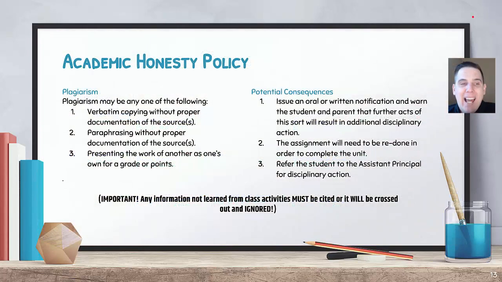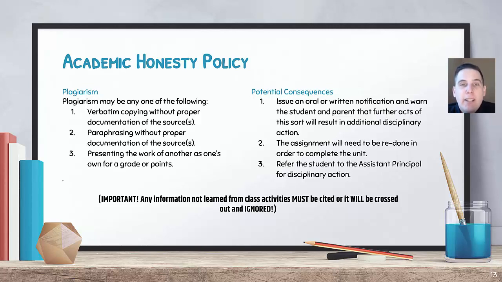And one of the last things I want to talk about is the academic honesty policy. And that has to do with plagiarism. Plagiarism may be one of the following: verbatim copying without proper documentation of the sources, paraphrasing without proper documentation of the sources, or presenting the work of another as one's own for a grade or points. This is mostly 3 different ways of saying the same thing, which is if you just copy stuff from the internet or from someone else and don't give me a source for it, you are plagiarizing your work, and there are potential consequences for that.